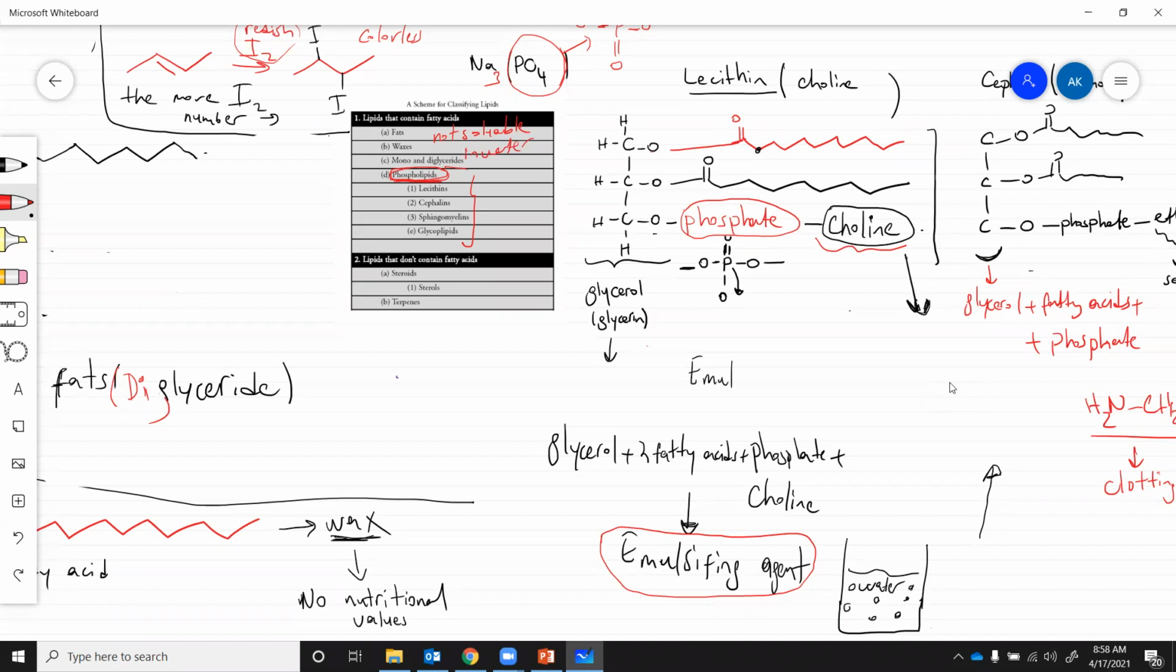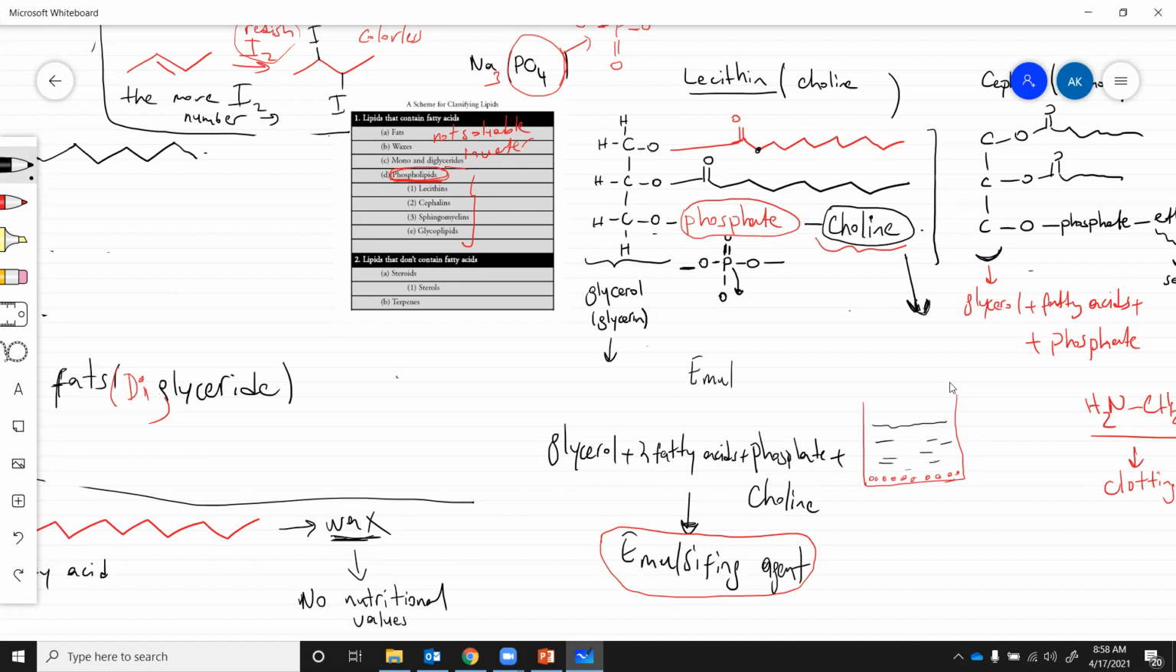I'll try to draw it here in a better way. Imagine you have a lipid, and our body consists of what? Water, right? So imagine you have these lipids, and let's say this is water. Do you think it's going to be soluble in water? No, right? So the lipid molecules are going to precipitate out on the bottom of the solution. Make sense? And this is all water, right?